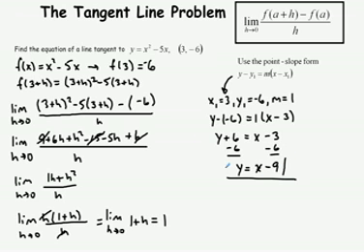If we were to plot the line y equals x minus 9, and the curve y equals x squared minus 5x, this equation would be tangent to the curve at the point 3, negative 6. That's what we wanted, and so we're done.